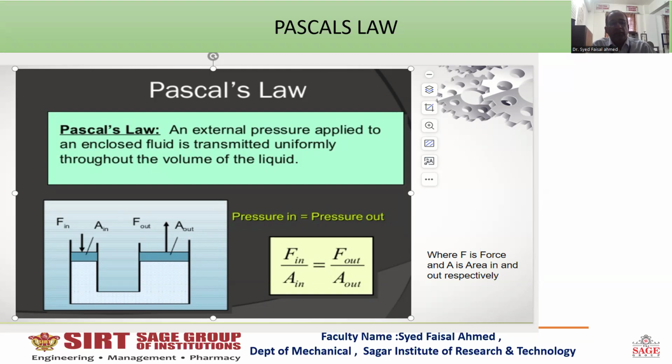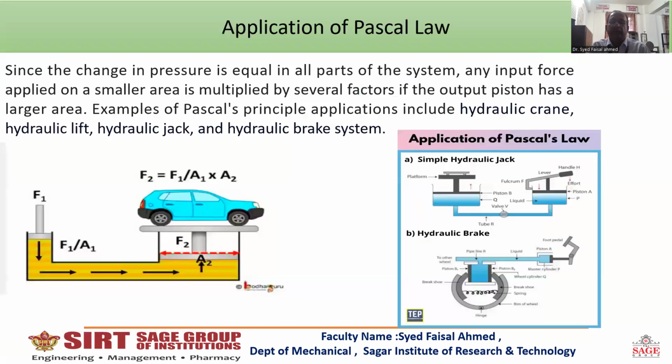You can see here in the caption that pressure in and pressure out will remain the same. Suppose there's a pipe on the left side with a small diameter, that is A in, and the force F in is applied. On the right side, you can see a force out, and the area is a little bit larger, that is A out. So the pressure on both sides will remain the same as per Pascal's law, whereas the force depends on the areas, A in and A out respectively. So pressure will remain the same, that means force per unit area will remain the same.